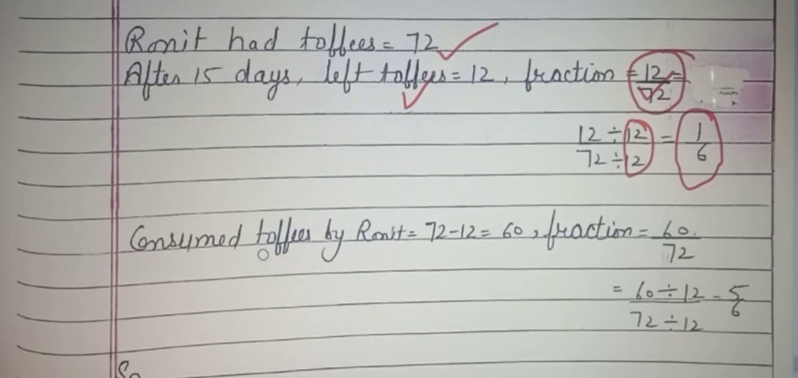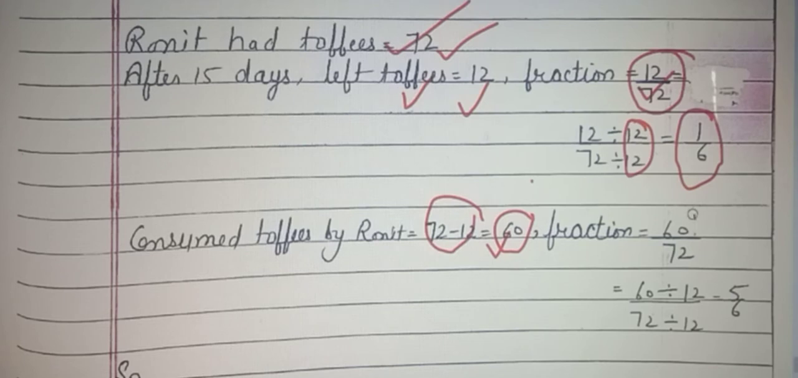Now again we will find the fraction for the consumed toffees by Ronit. Firstly, we will find the number of consumed toffees. How can we find the number of consumed toffees? Total toffees minus left toffees. So it gives us the number 60. So 60 is the number which tells us about the number of consumed toffees.